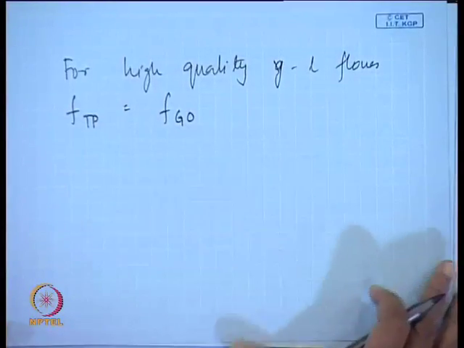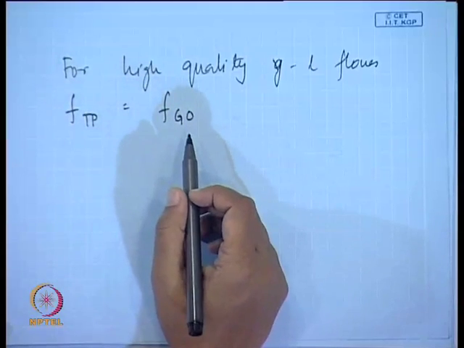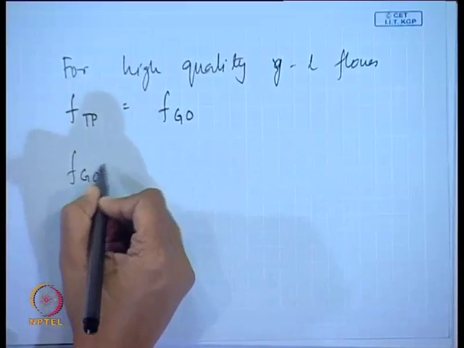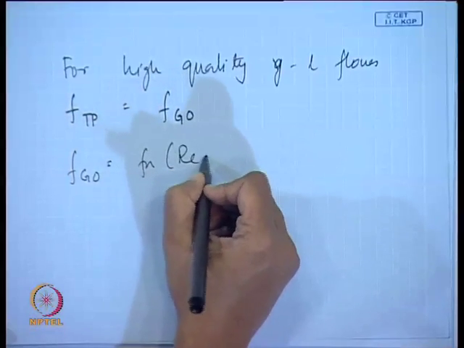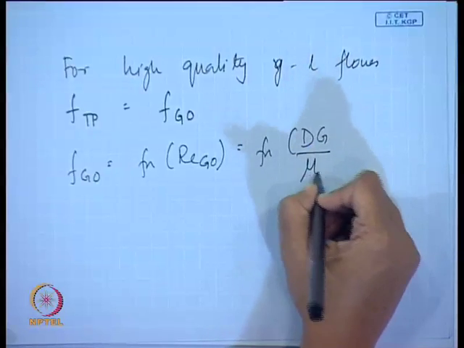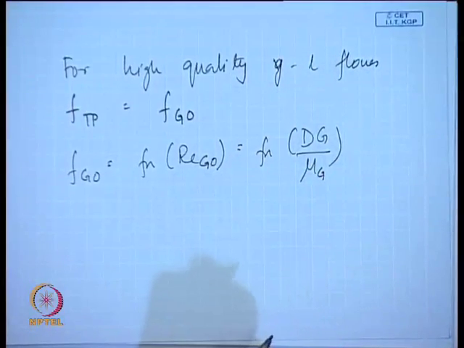That is true. Okay. So, for high quality vapor liquid or gas liquid flows, in a similar situation, what can we do? We can express the two phase friction factor as the friction factor which would occur if the entire mixture flows as gas only or vapor only through the pipe, right. So, in this particular case again we can write it down as FTP equals FGO, where FGO is a function of Reynolds number, again a function of dG by mu g, where mu g is more or less negligible in this particular case.